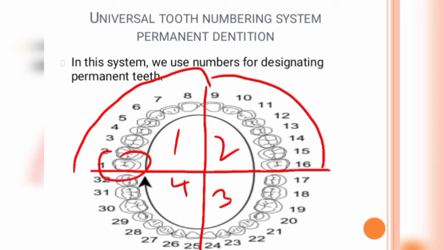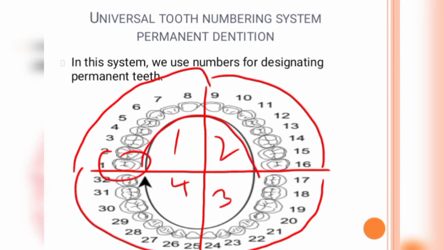The whole maxillary teeth are completed, that is 16 teeth in the maxilla, and then starting from the third quadrant, 17 to 32, we go in this direction. There is also an arrow that denotes the direction of numbering. So a total of 32 teeth we have in our oral cavity, and we number them in the universal tooth numbering system in this manner.